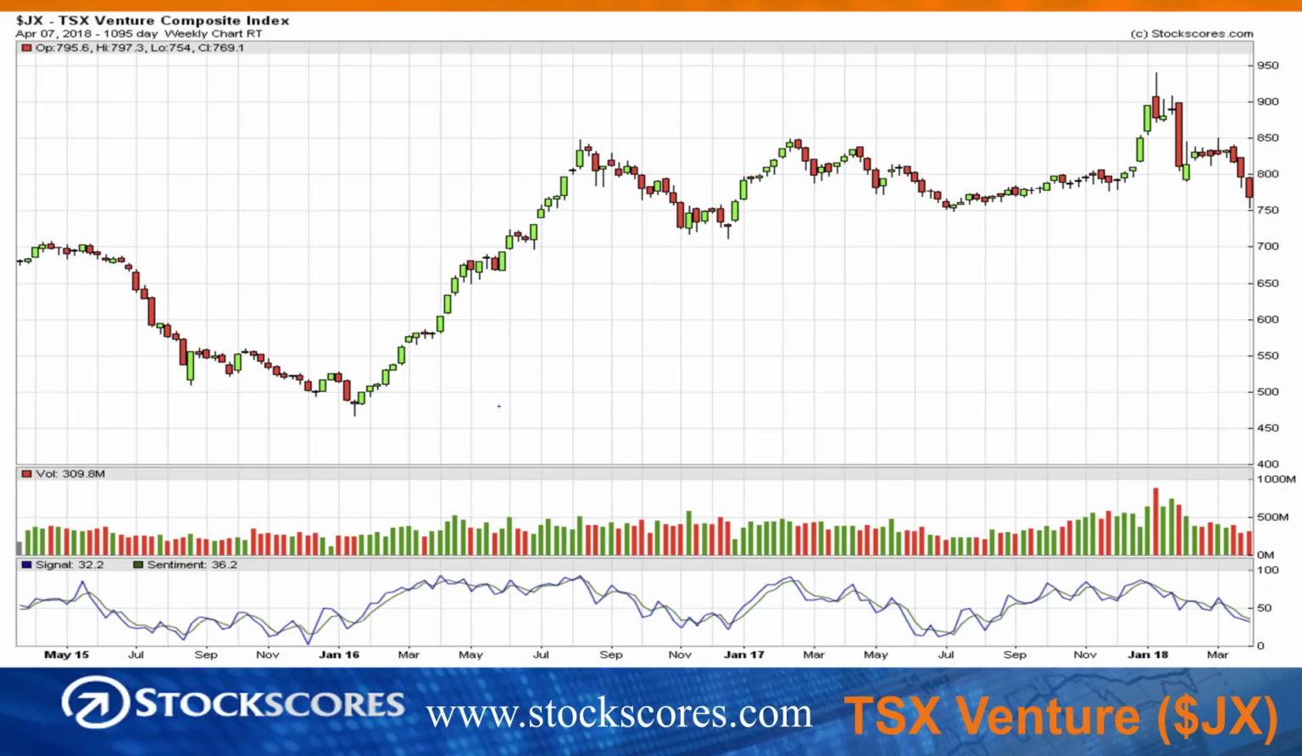Onto the TSX Venture market, which has broken its upward trend line, and I could draw this a few different ways. Either way, we have broken through support. We made a rally. We failed to hold support after the rally, and therefore it looks to me like the TSX Venture is more likely to go lower than higher.